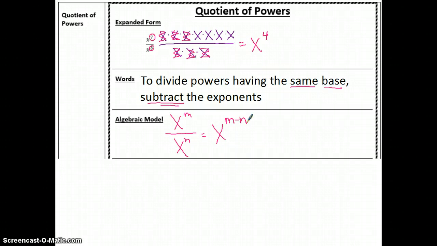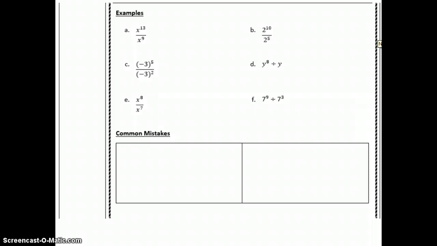Let's get some examples. I have x to the 13th divided by x to the 9th. Our bases are the same, it's x and x. So x to the 13th divided by x to the 9th, you put 13 x's up top, 9 x's on the bottom, and subtract. So it's x to the 13 minus 9. 13 minus 9 is 4. So it's x to the 4th.